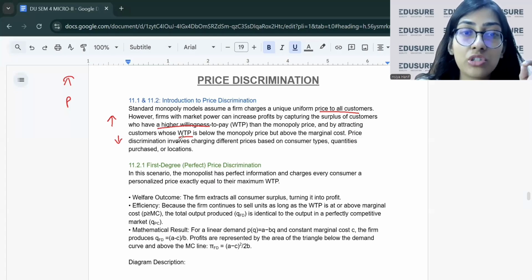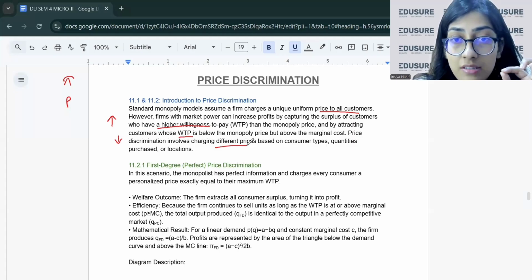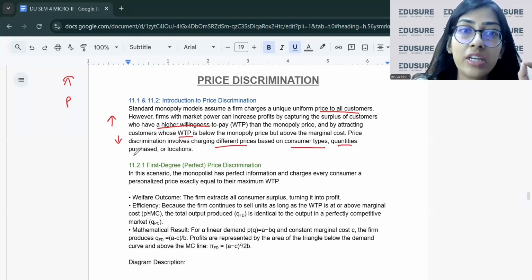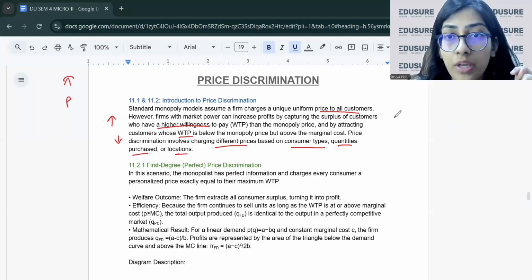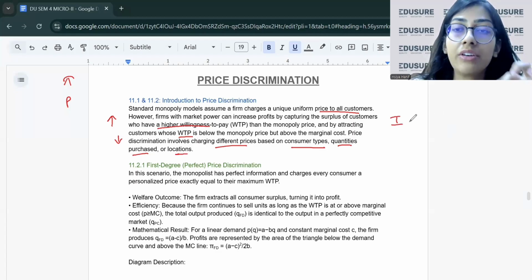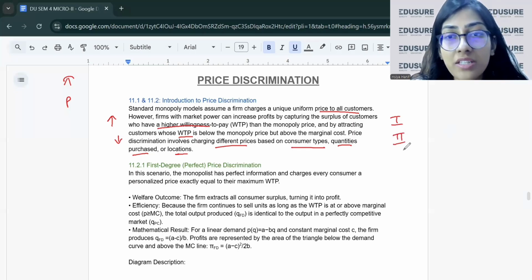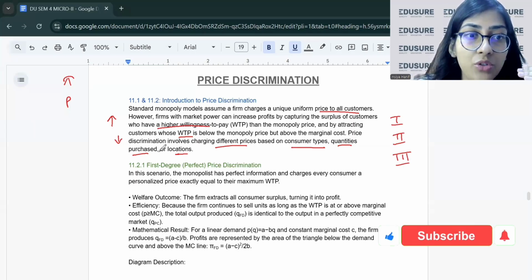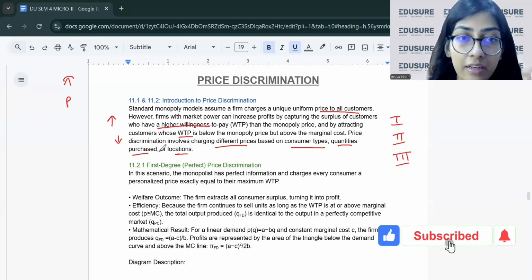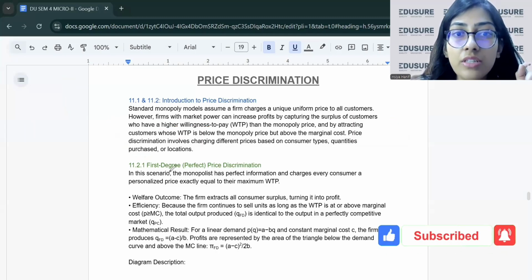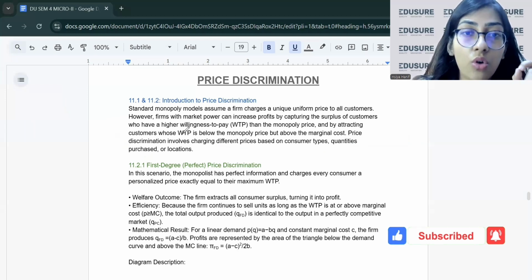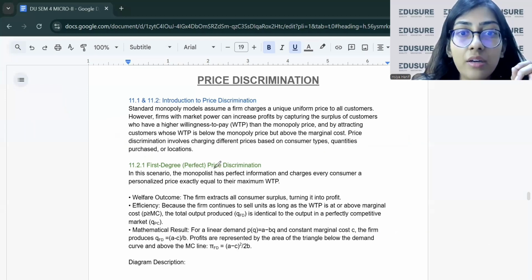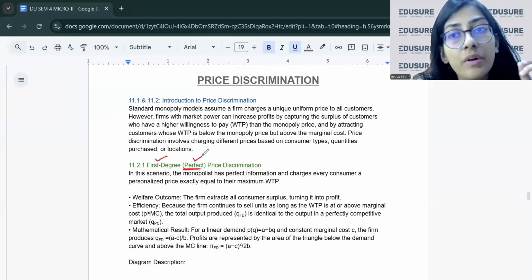So price discrimination involves charging different prices based on consumer types, quantities purchased or locations. Okay, so price discrimination यहाँ पे तीन types के होते हैं. Okay, the first type is the first degree price discrimination, second one is the second degree price discrimination, and third one is obviously the third degree price discrimination. Okay, and we will talk about each of these types in detail. Okay, so now let's talk about the first degree price discrimination. This is also called a perfect price discrimination, right? तो ये भूलिएगा मत, it is either first degree or perfect price discrimination.